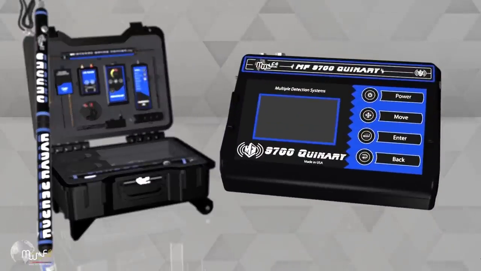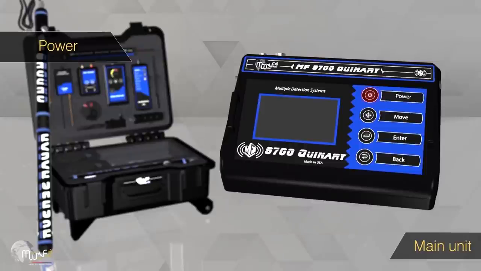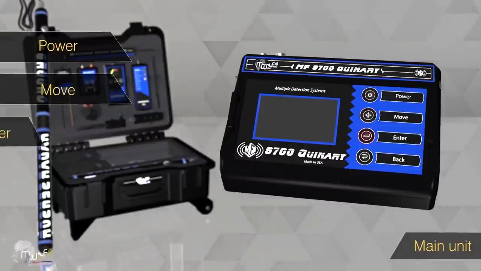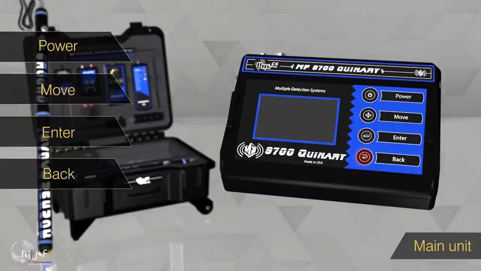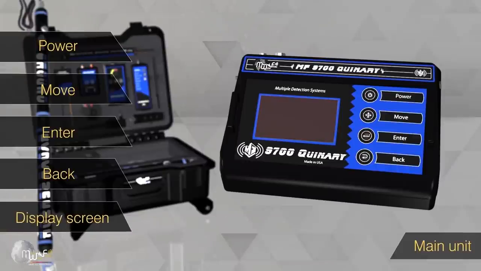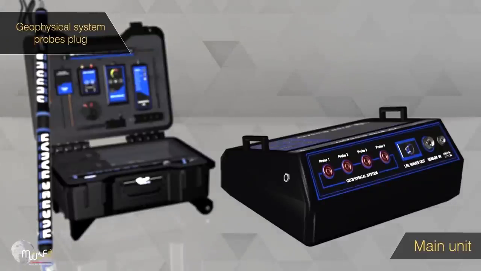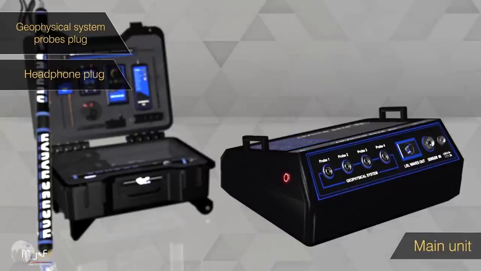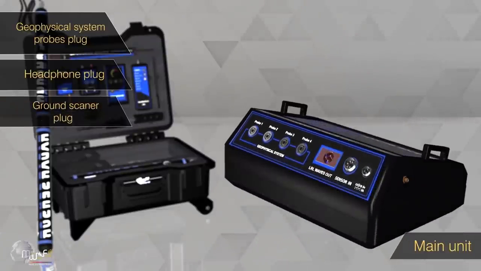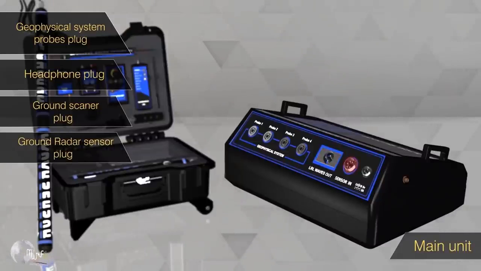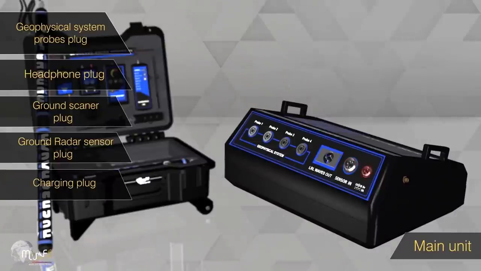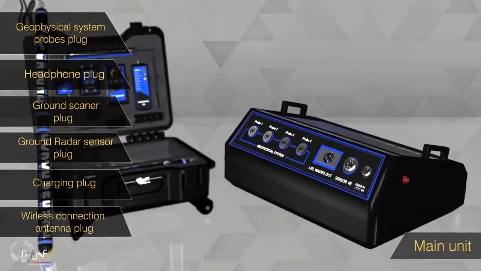The main unit consists of Power On/Off button, Move, Enter, Back, TFT LCD screen, and from the side and back interface, Geophysical System Probes plug, Headphones output plug, Ground Scanner plug, Ground Radar sensor plug, Charging plug, Wireless communication antenna plug.